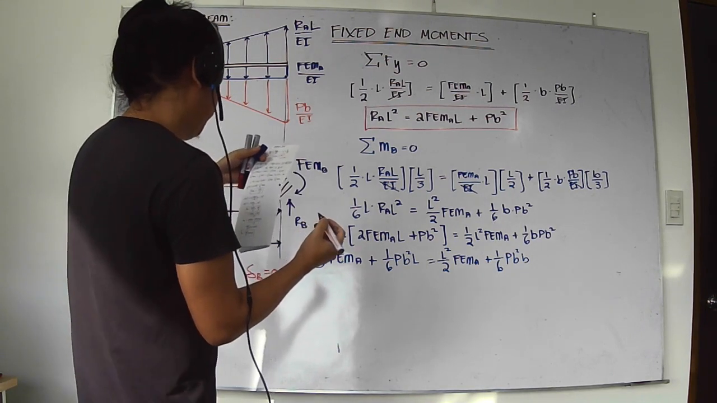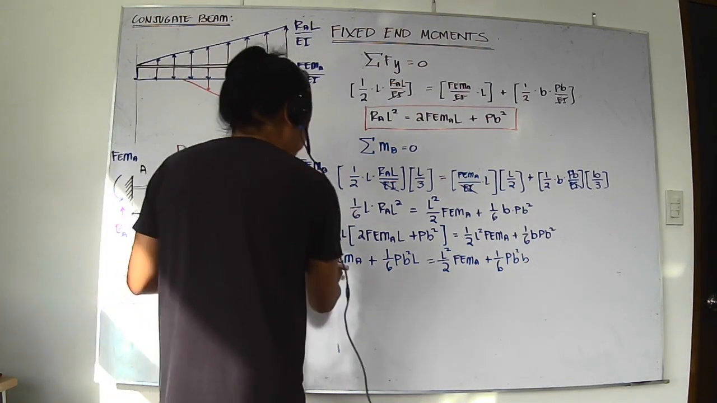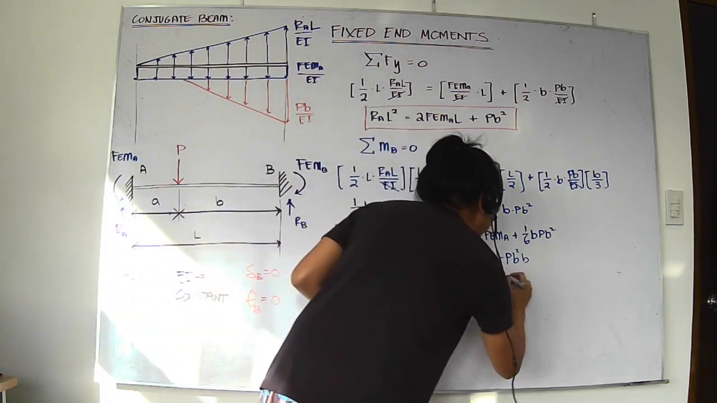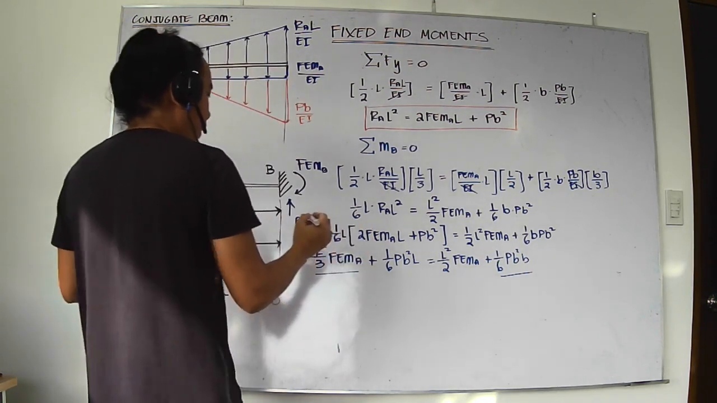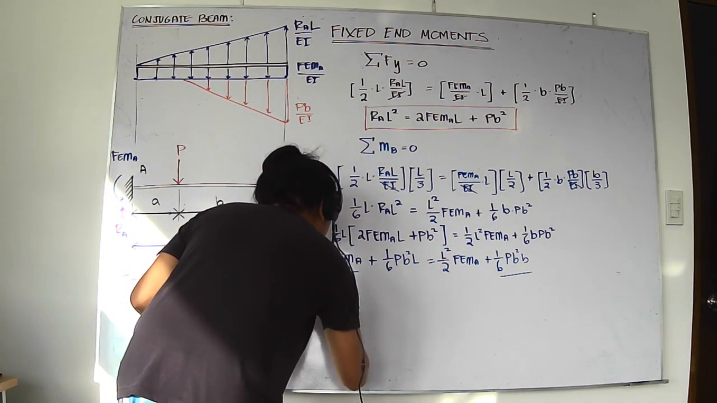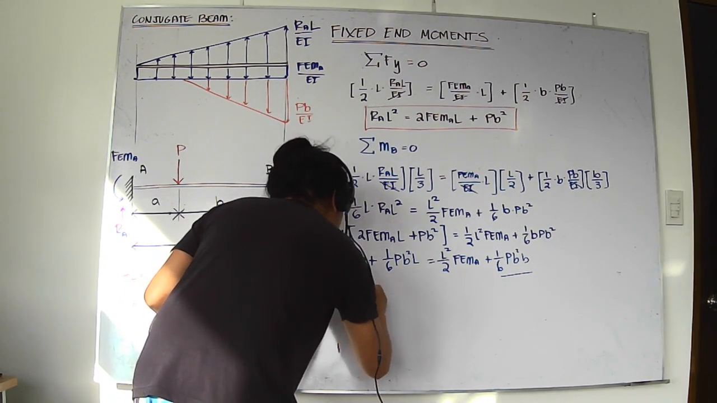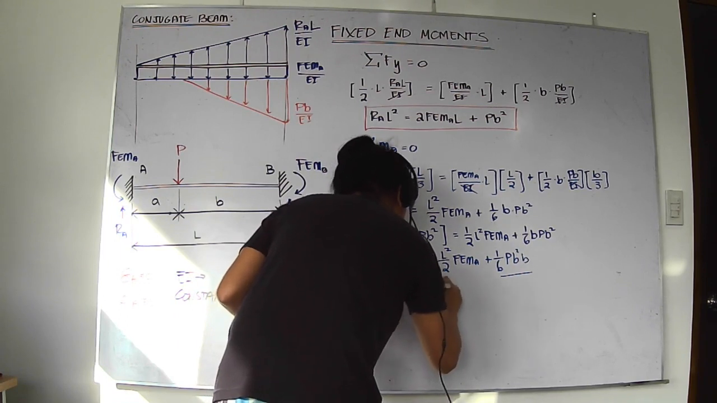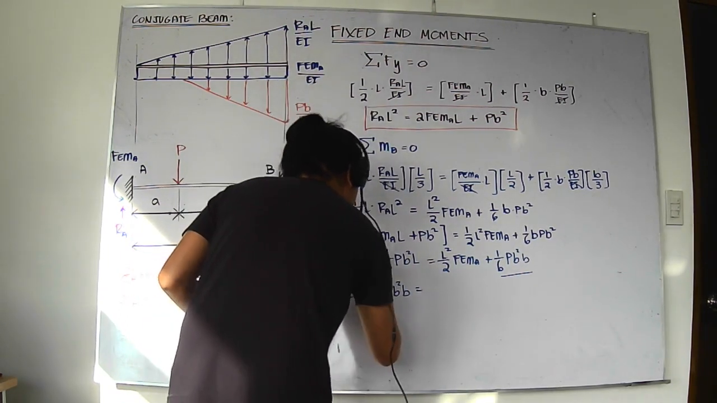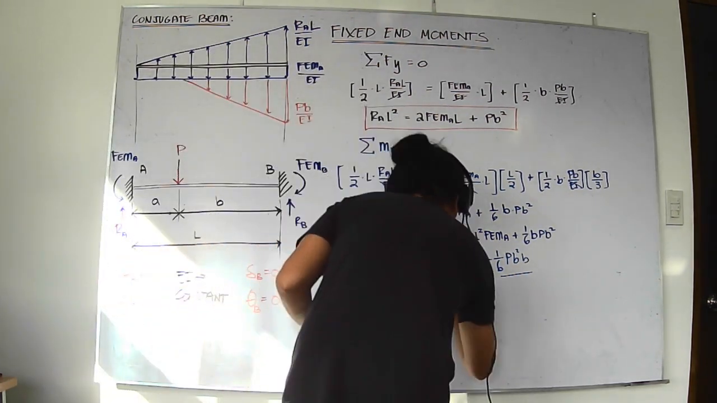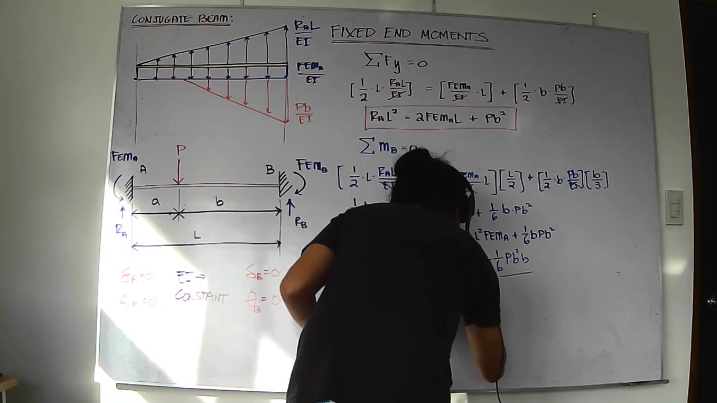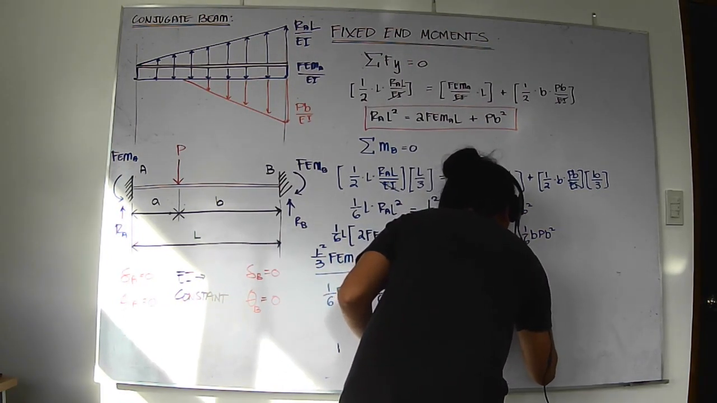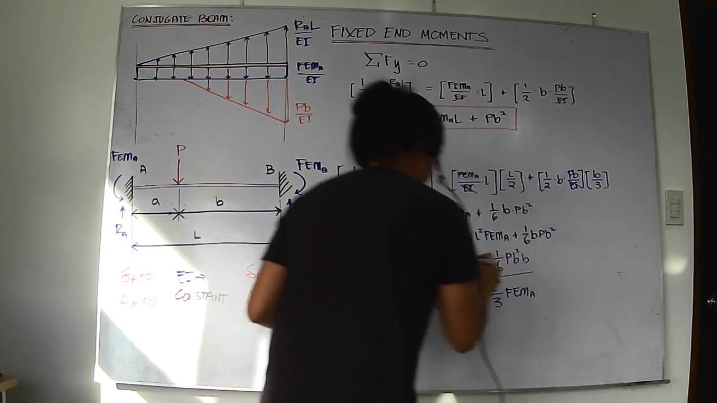Okay? Now I toss things around. This term I toss to this side, and this term I toss to the other side. So what comes out on the other side should be 1/6 PB squared L plus 1/6 PB squared B, minus, because negative, L squared over 2 FEMA minus L squared over 3 FEMA. So we have something like this now, right?